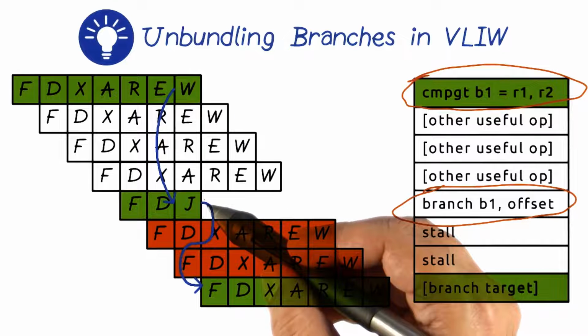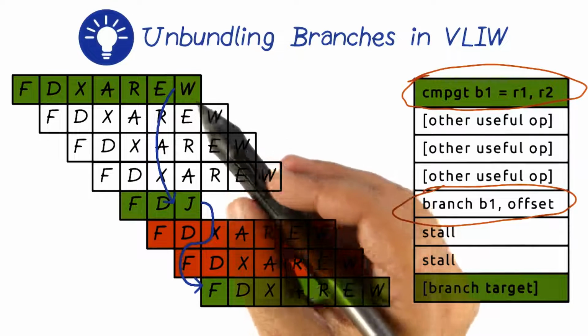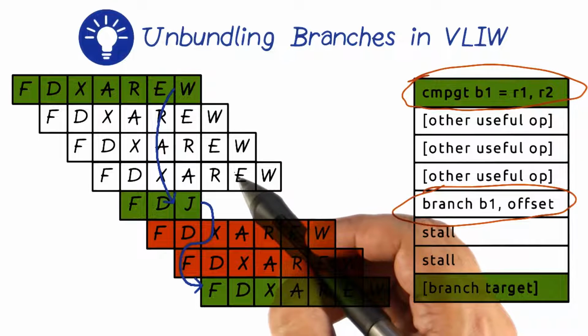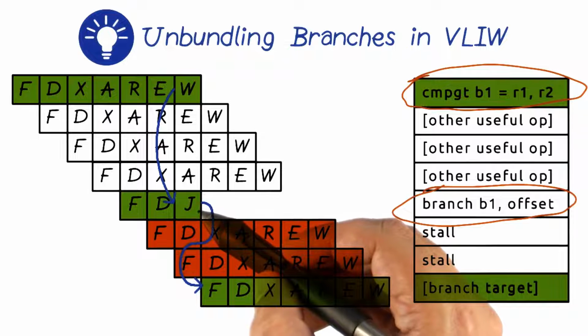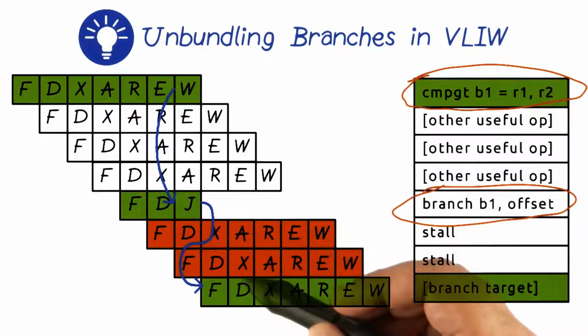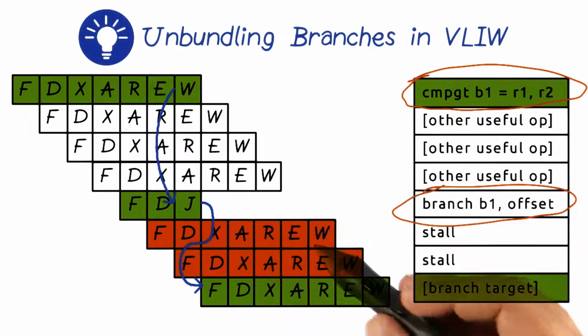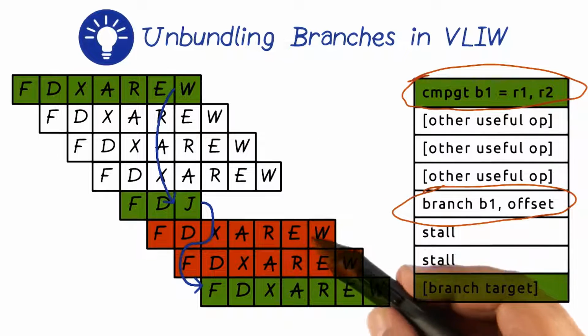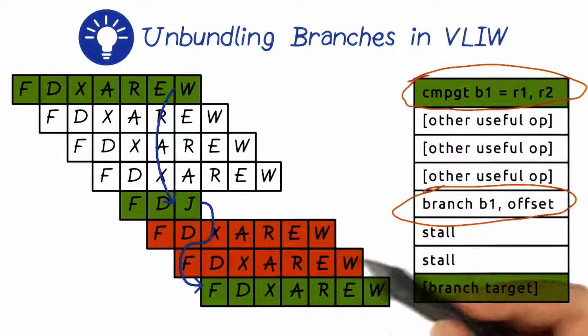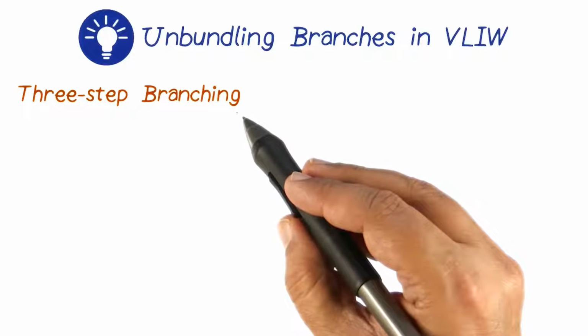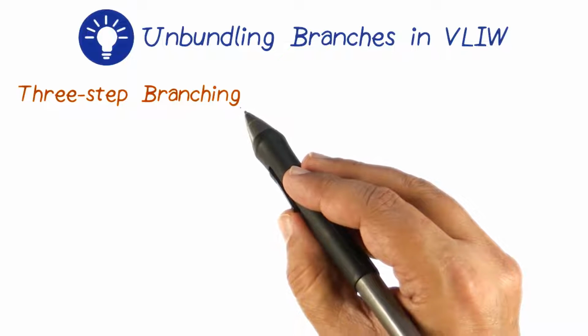In other words, branch being a complex instruction, what we have done here is broken it down into 2 parts, evaluated the comparison part, filled up with the useful work, then put the branch itself, and now we have a lesser number of delay slots because a lot of the branch has already executed earlier, and we have less wasted work here of only 2 slots. Now let us look at the most optimal form of unbundling, what we call 3-step branching.